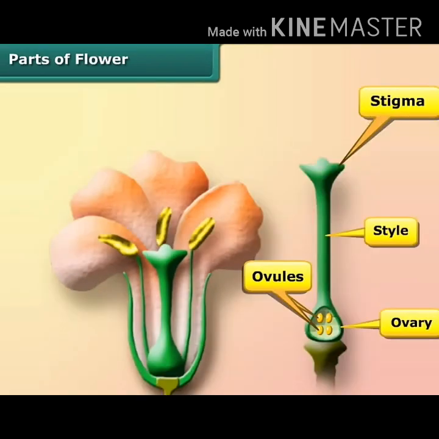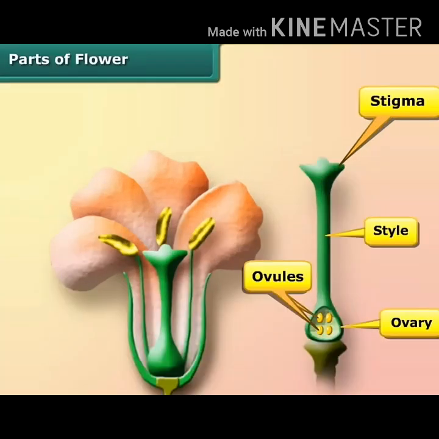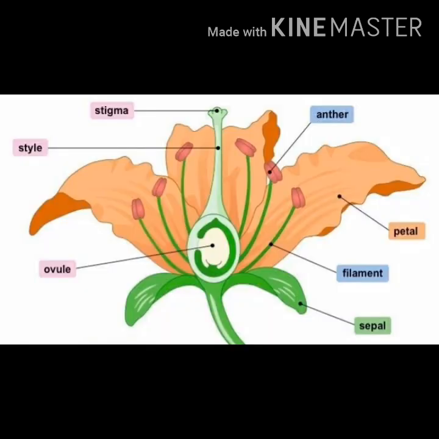The next part of a flower is carpel. Carpel is the female reproductive organ of a flower. Carpel consists of three main parts known as stigma, style, and ovary. Stigma is the sticky tip of a carpel which traps and holds pollen grains. Style is a tube-like structure which connects stigma to the ovary. Ovary contains the ovule, and ovules are the female reproductive cells of a plant. So these are the main parts of a flower.